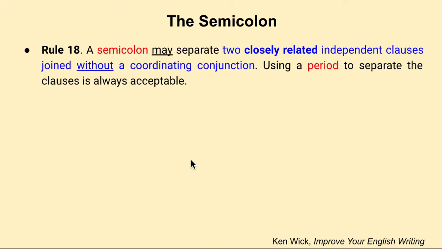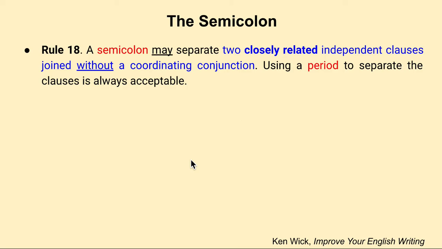So that was rule number 17. Let's move on to rule number 18. A semicolon may separate two closely related independent clauses joined without a coordinating conjunction. Using a period to separate the clauses is always acceptable.